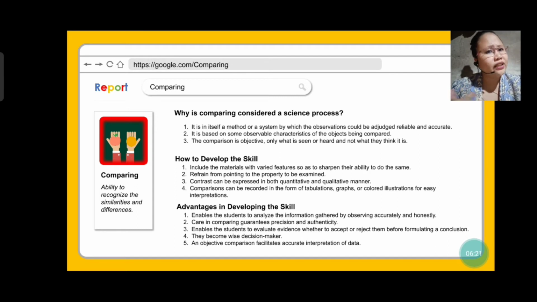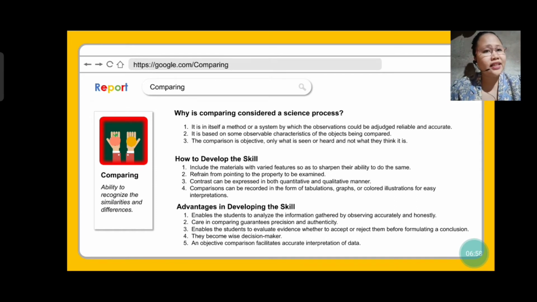And then, fourth is that they become wise decision makers. They compare: is this right, if I do this, is this really the correct outcome? So through having the skill of comparing, it enables them to become a good, wise decision maker. And fifth is an objective comparison. An objective comparison facilitates accurate interpretation of data.